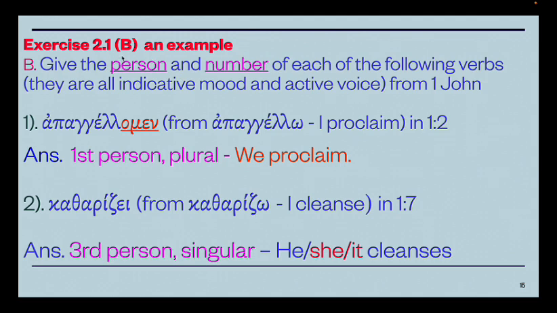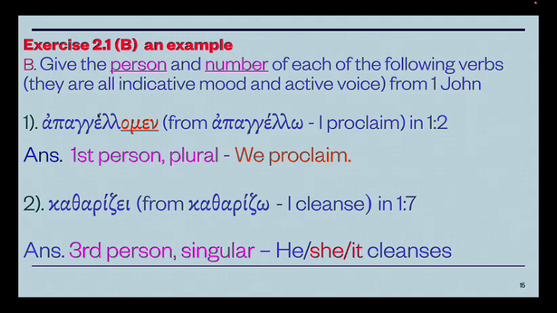Exercise 2.1, B, an example. Here is also an example, then follows an exercise for you to do based on this example. Now, B is this. You are going to give the person and number of each of the following verbs. They are all in indicative mood and active voice from 1 John. Here, what you are required to do is just to identify what person it is and in what number it is. Is it first person, second person, third person, and is it singular or plural?